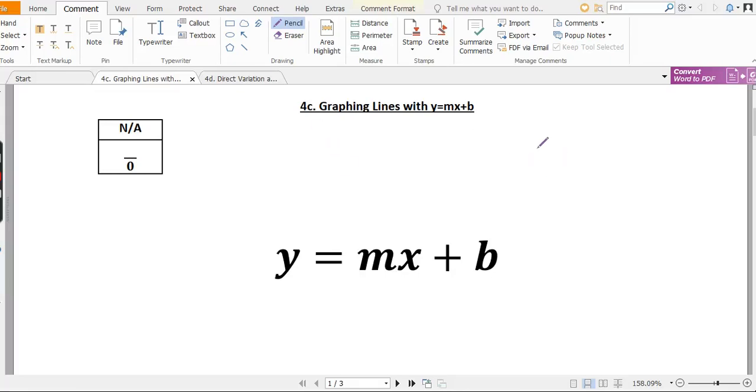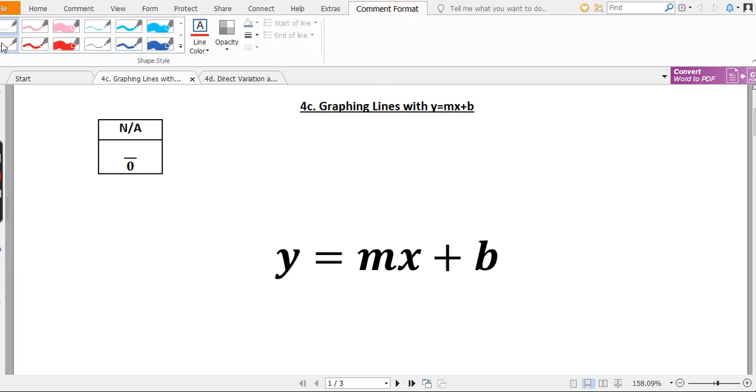Alright, hey everybody. Welcome to lesson 4C, graphing lines with y equals mx plus b. That probably sounds like a bunch of gibberish to you right now, and it should. By the end of today's lesson, however, you'll be able to work with this equation.